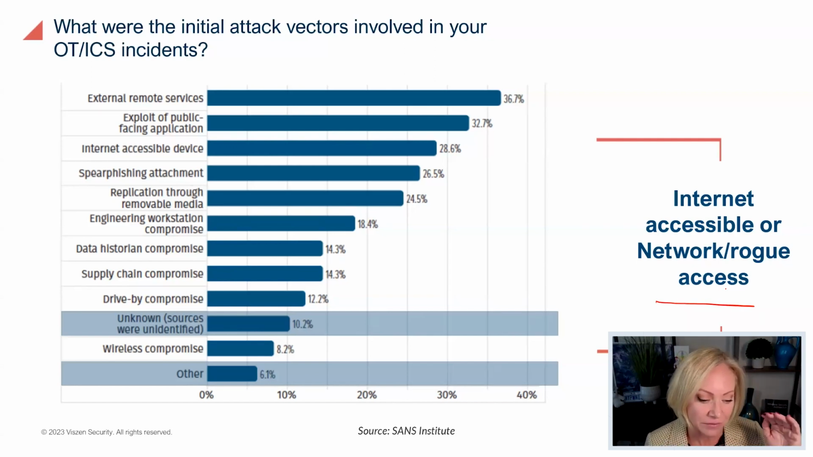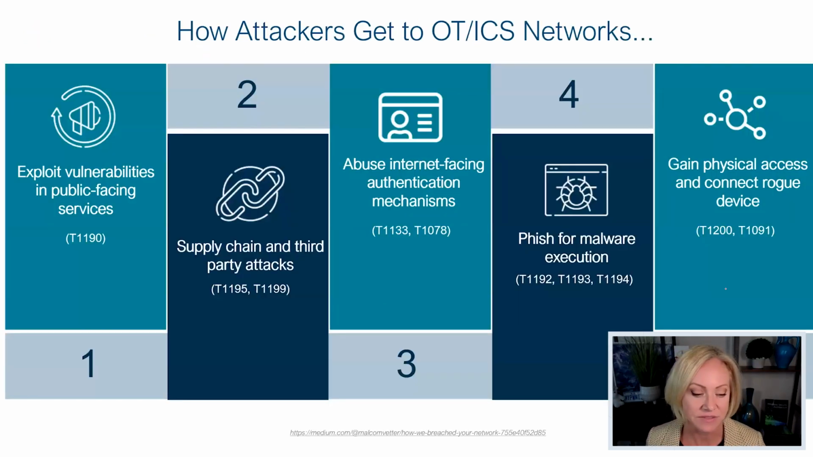So we could knock out something like 90% of the vulnerabilities if we just got control over our remote access strategy for these environments. And so how do attackers get into the network? There's really only 5 ways that this has been distilled down to, that have mapped back to the different TTPs here. So exploiting vulnerabilities in public-facing services, public-facing being the big key there.